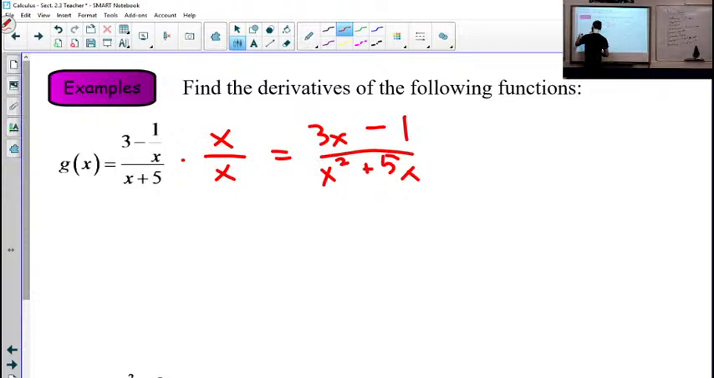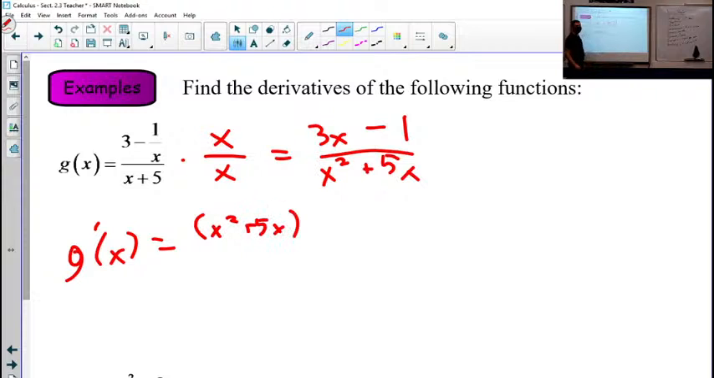Derivative. Here we go. Low d high, derivative of 3x minus 1 is 3. Derivative of 3x is 3 minus derivative of 1 is 0. Minus high, 3x minus 1.